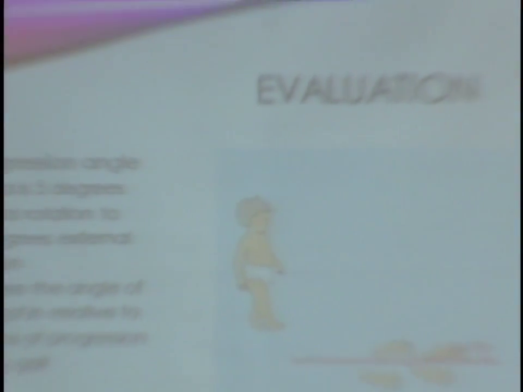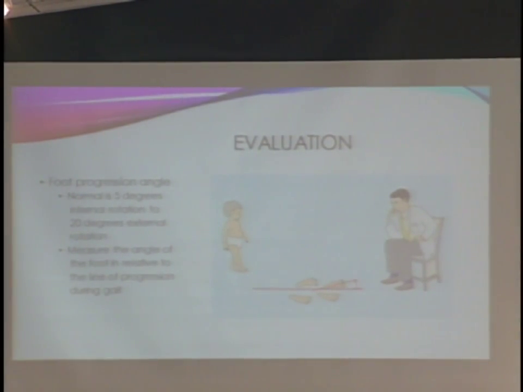When you first start seeing somebody with intoeing, I usually have them walk down the hallway. What you're evaluating for is the foot progression angle. This is measuring the angle of the foot relative to the line of progression during gait. This red line here is the line of progression during gait, and you want to measure this angle of the foot. Normal is between 5 degrees of internal rotation and 20 degrees of external rotation.